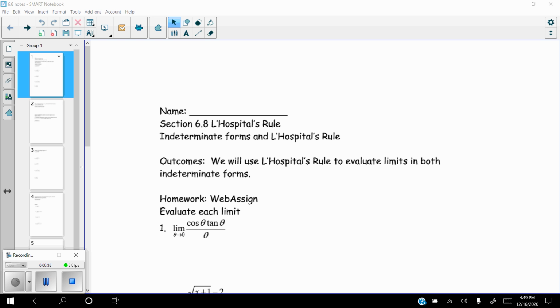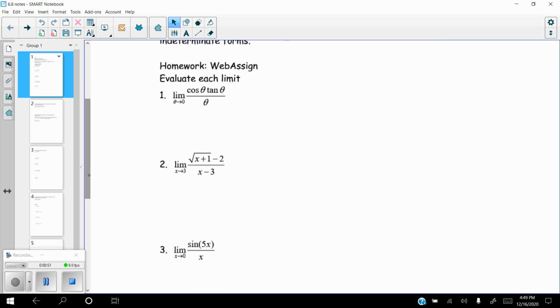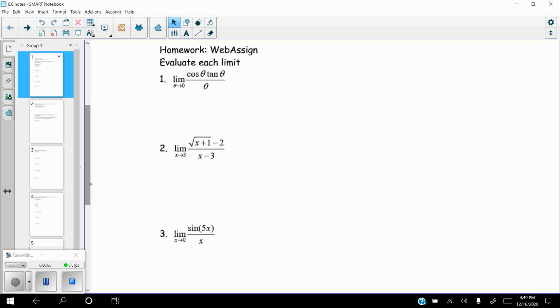And what L'Hôpital's rule is, is a way to make doing certain limits easier. And you're going to find that this is going to make doing certain things, like some of the ones that you see here, specifically number 3 especially, a lot easier. So we're going to review some of the limit stuff that we've done, because we haven't really done limits in quite some time.